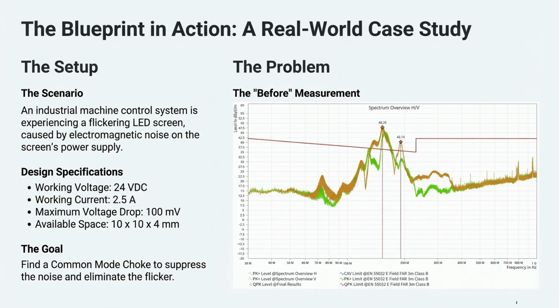Let's review a real-world case study. The problem involves an industrial machine control system with a flickering LED screen due to noise on the power supply. The goal is to find a common mode choke to suppress this noise, given the design specs.